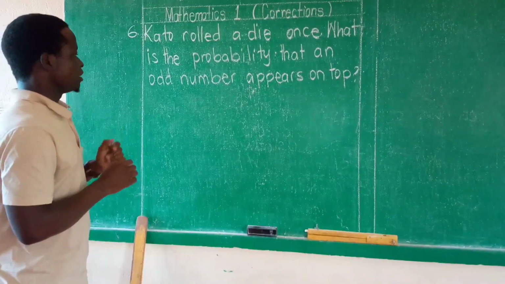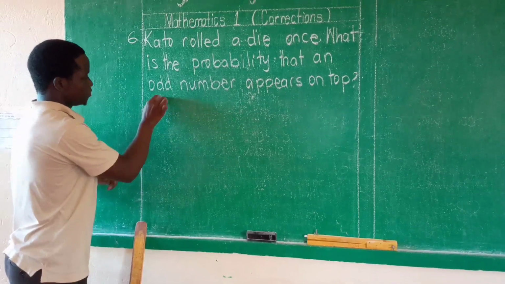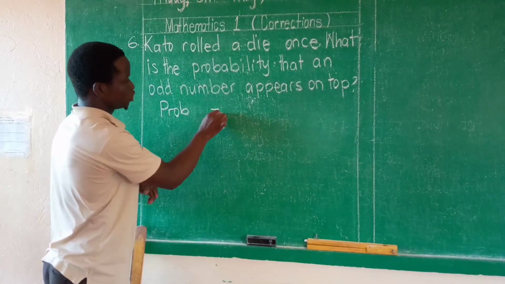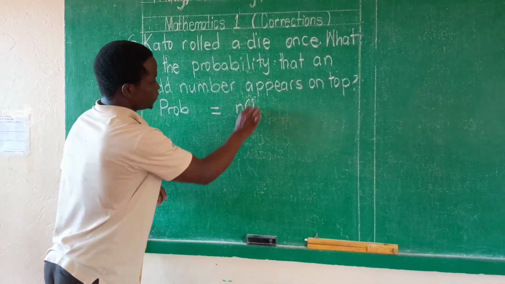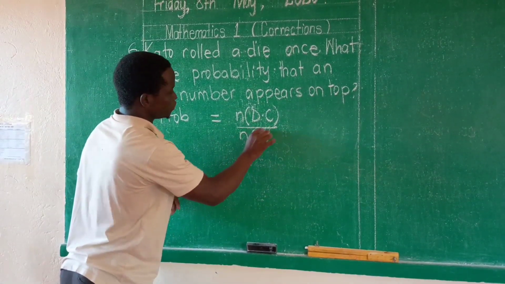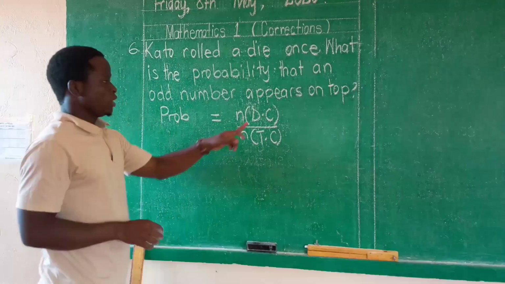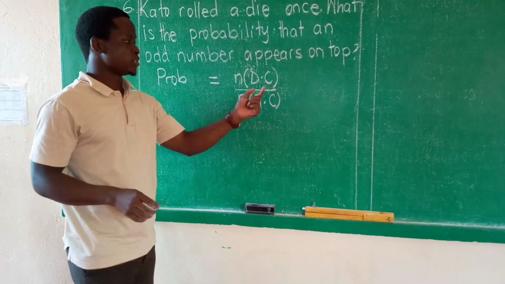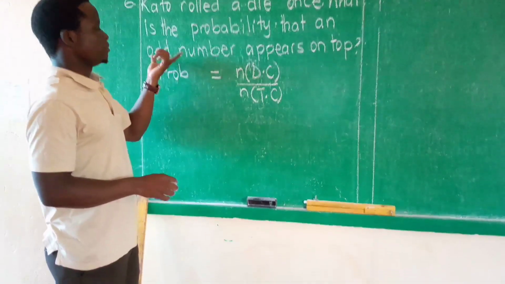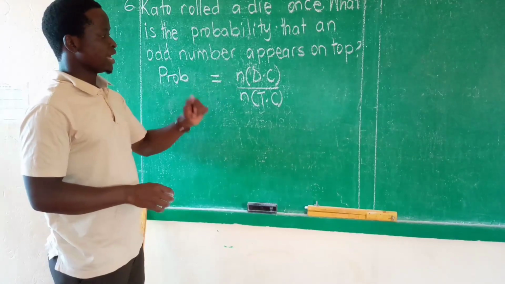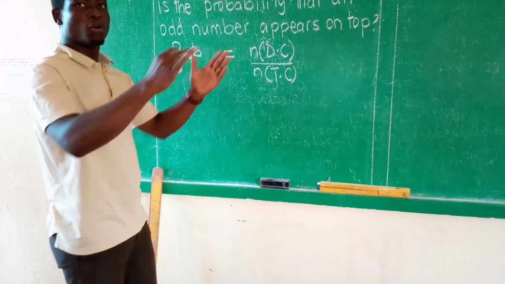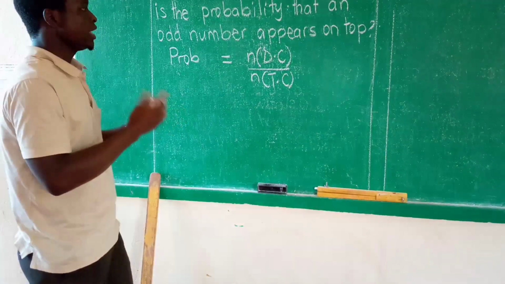we must first state the formula. The formula for finding probability is, probability, let me shorten, is equal to number of desired chances out of number of total chances. Now I'm referring to desired chances. What you desire, what you want to get. And in this case, our desired chances are coming from the odd numbers on the die. Then TC is total chances. Here we are referring to all the faces or all the numbers on a die.